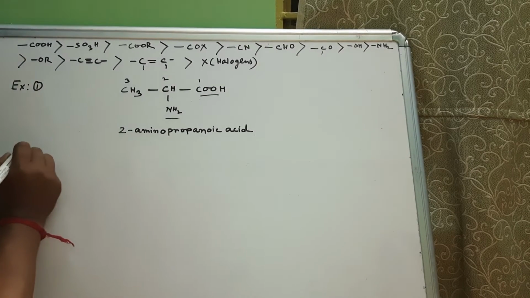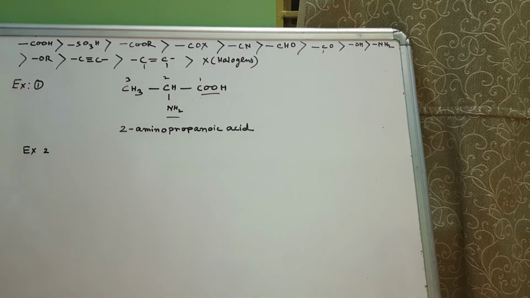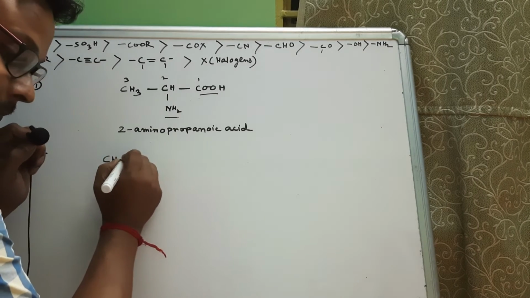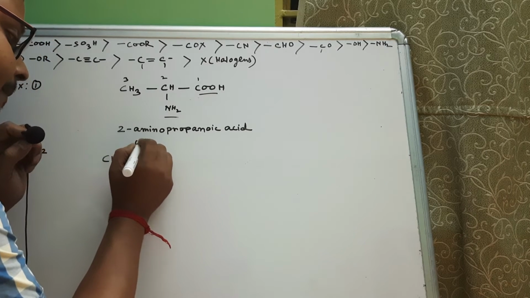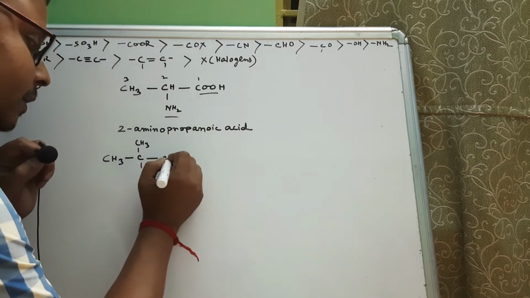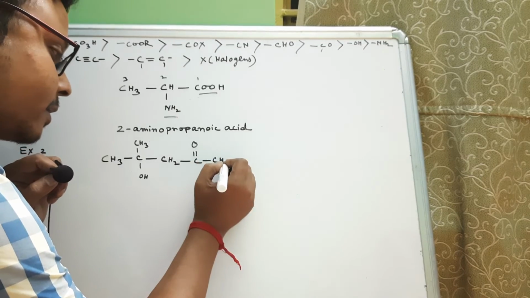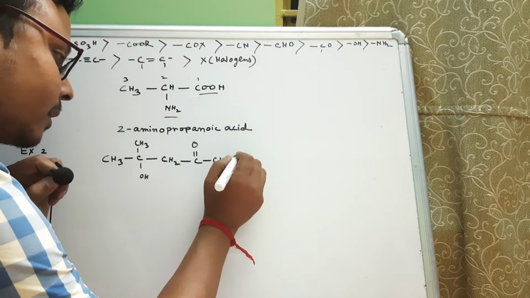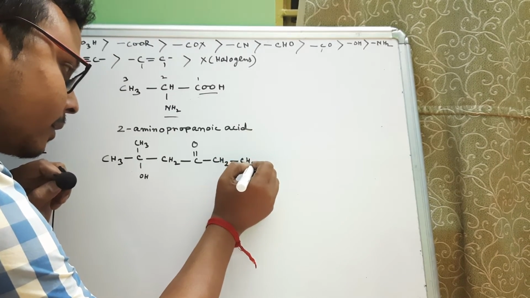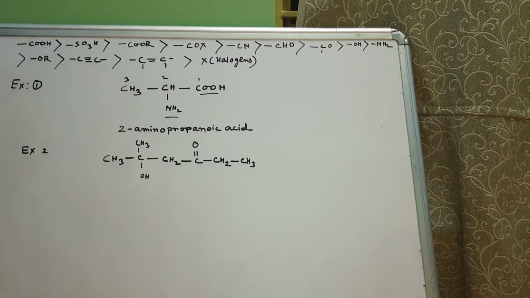Next example. So here: CH3, CH3, OH, CH2, C double bond O, CH2, and here CH3. Okay, so you should start numbering.